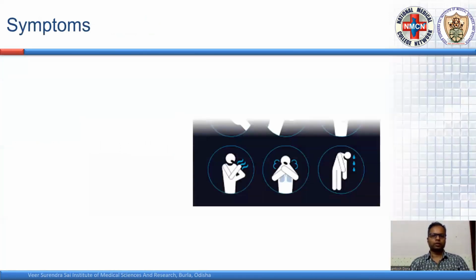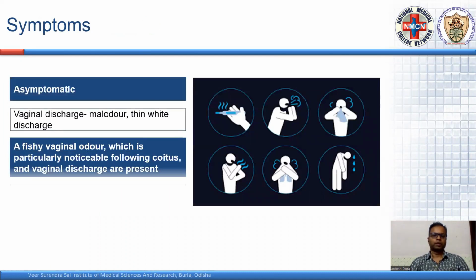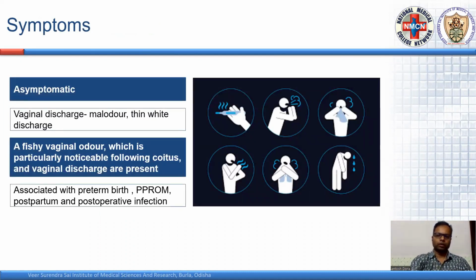Regarding symptoms, these patients may be asymptomatic, and when they present to you, the most common symptom is vaginal discharge that is malodorous, thin, and white. Particularly, these discharges have a fishy vaginal odor, and it can be observed following coitus. And when it is associated with pregnancy, it may cause preterm birth, PPROM, postpartum and postoperative infection.